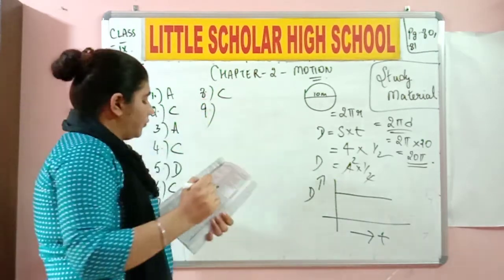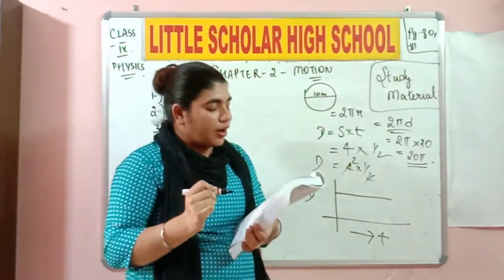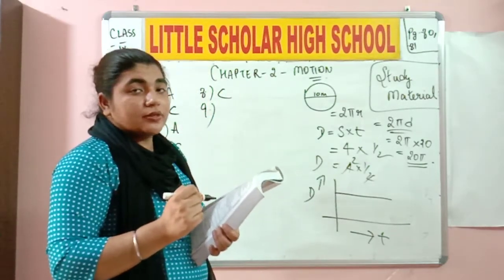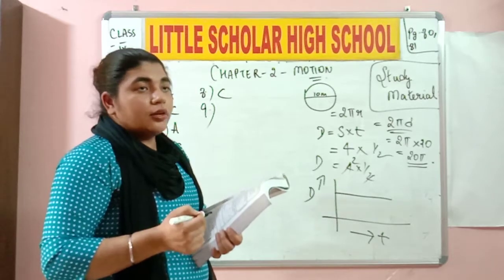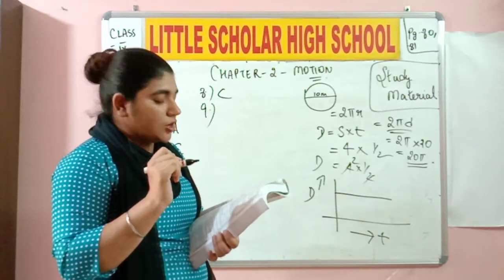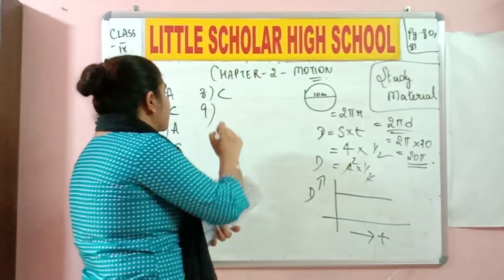Ninth one. A person moves through 100 meters, is going from A to B, and travels the same distance and is returning from B to A. It returns to the same position from where it started. Is there any displacement over here, class? No. His displacement is 0.